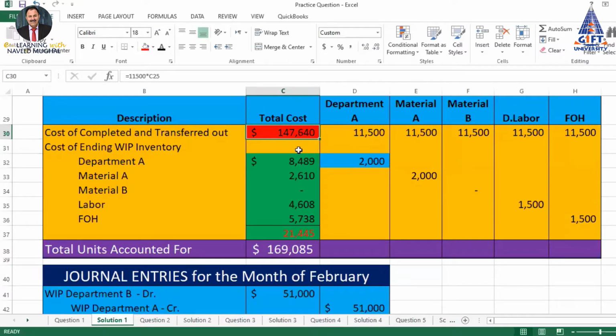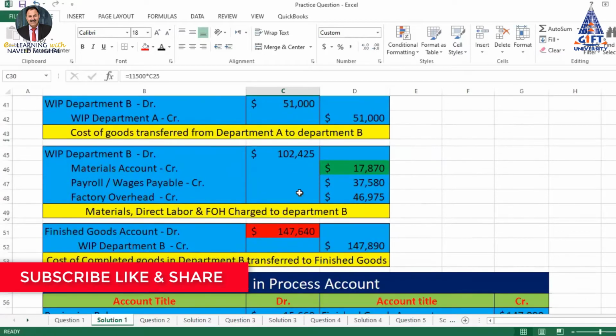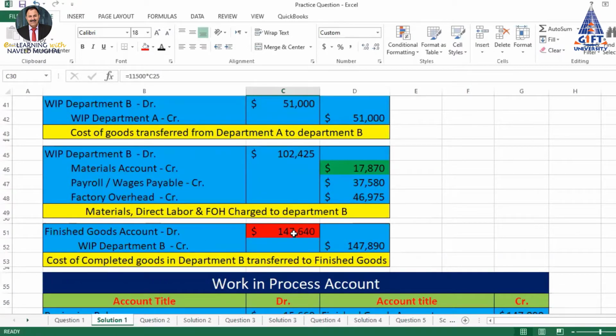So the cost of production report is the working for generating this entry. If you have to record this entry, we have to prepare the cost of production report, because the end result of the cost of production report is this figure, and this figure is used in this entry. So the finished goods account is debited and the work in process account is credited. This amount is the cost of goods manufactured.